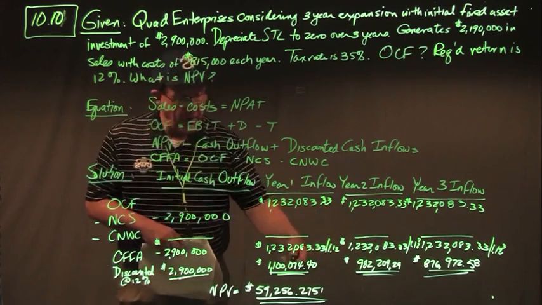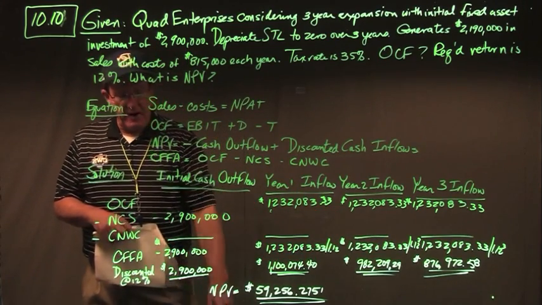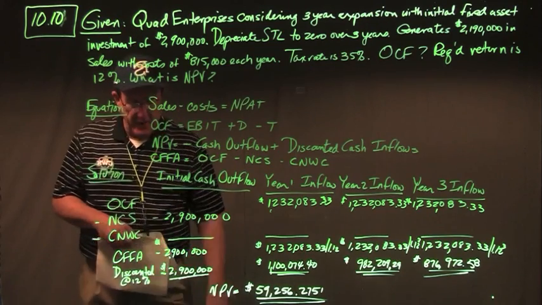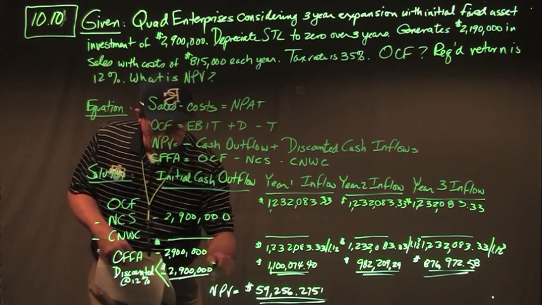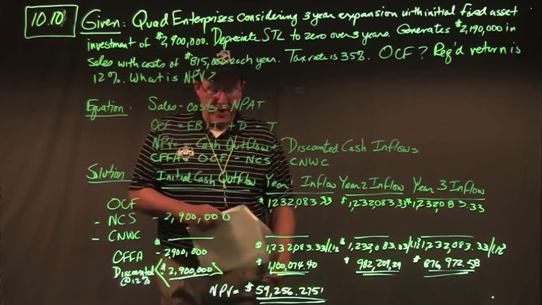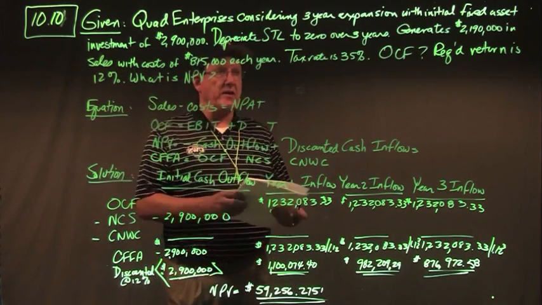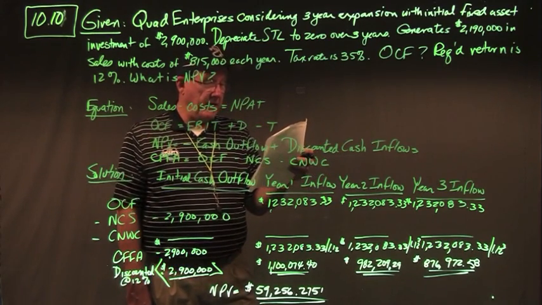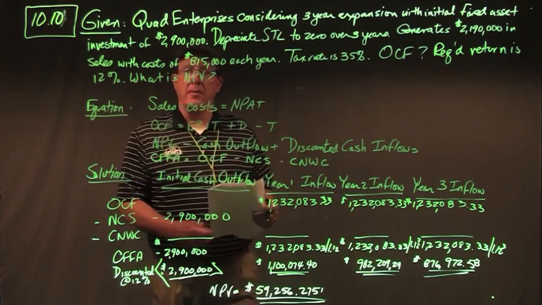I'm going to add them up, my discounted cash inflows, and compare them to today's cash outflow of negative 2.9 million. We'll put brackets around that to make it clear. And I get an NPV of $59,256.28. $59,256.28. And there's your answer to problem number 10.